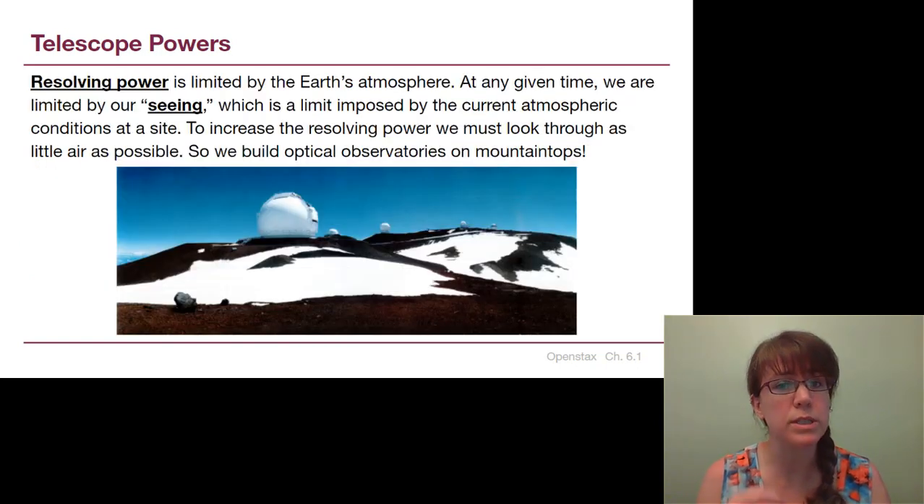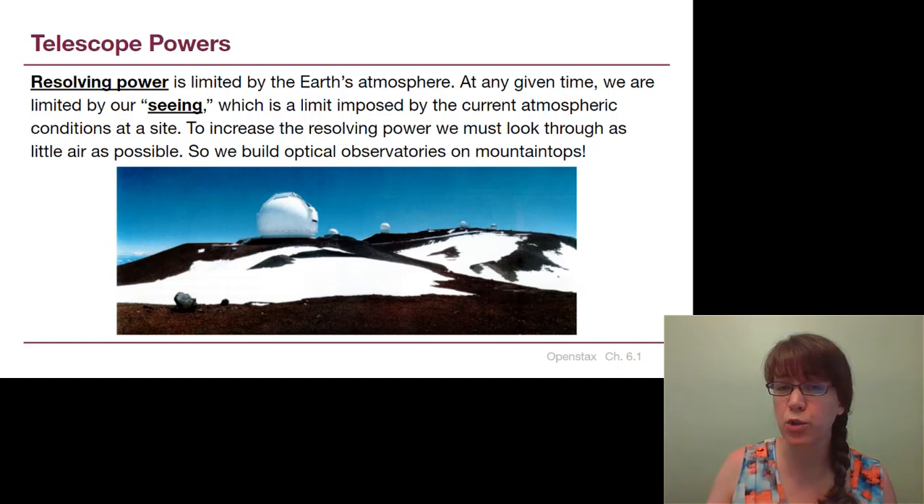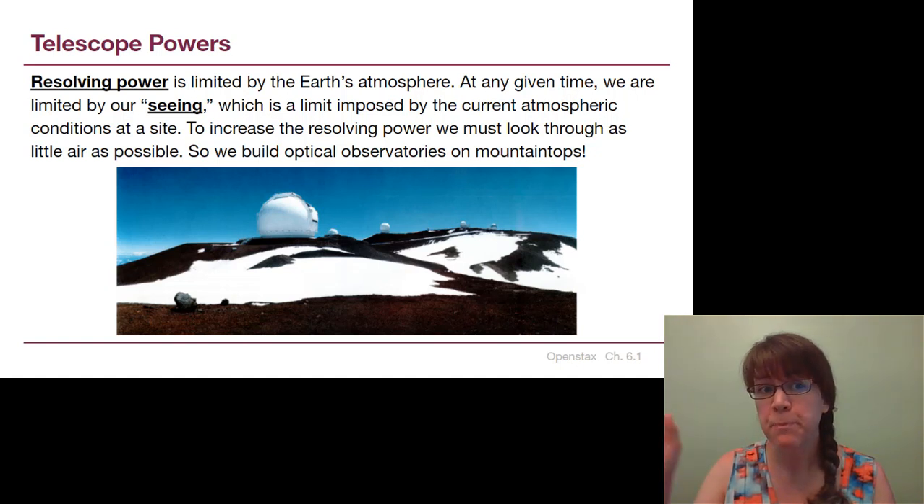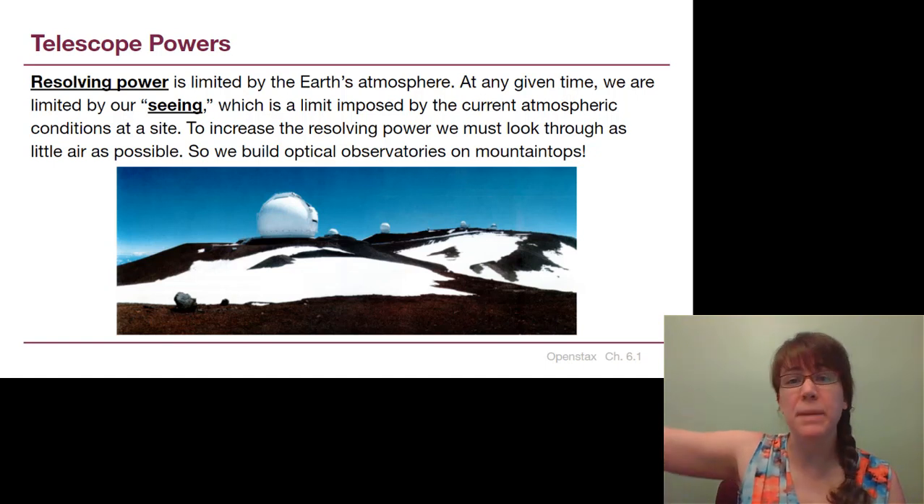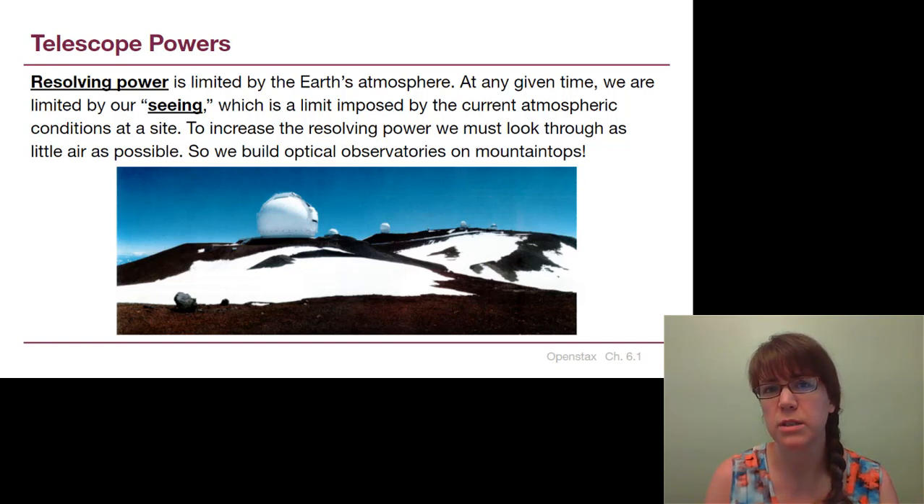Now, resolving power is limited by the Earth's atmosphere. No matter how good our telescope is, and no matter how big it is across, the fact that we're looking through all of that air between us and space means that light can get jostled enough by the air itself that we can't distinguish those small details. The amount of light coming down is going to be the same, which is why light gathering isn't actually affected by the atmosphere in the same way, but resolving is.